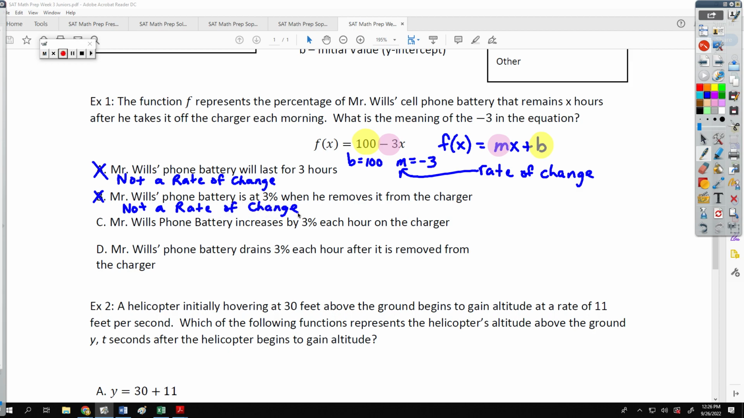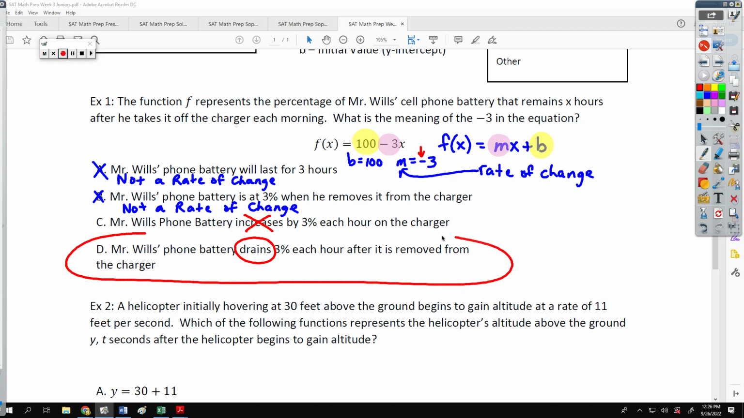Now the other key here is the negative. See, we have these words in the other two that mark whether the rate should be going up or going down. In this case, the slope is negative, which means that Mr. Wills' phone battery is draining 3% each hour after it's removed from the charger. So our correct answer is D. On C, this is not correct because m is negative, not positive.